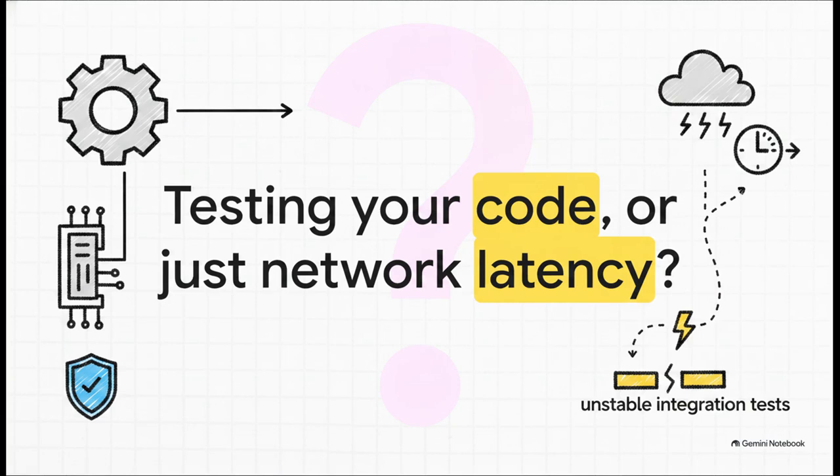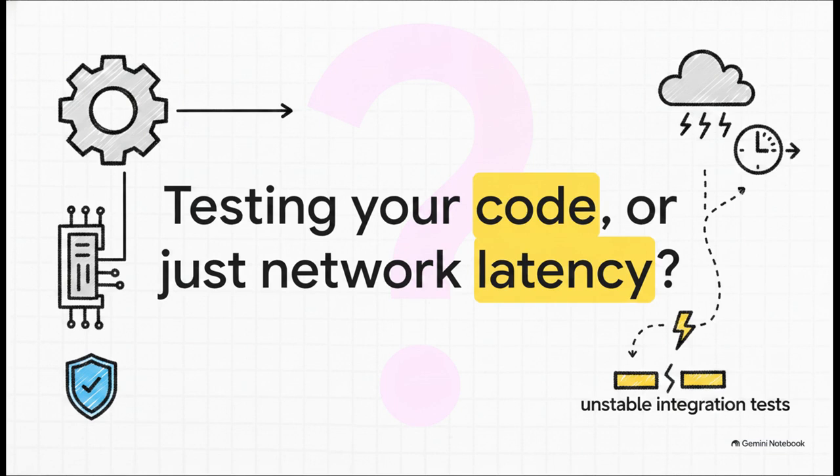I want you to really think about this for a second. Are your tests actually testing your code, or are they just testing your network latency? It's a tough question, right? Because external dependencies, things like remote databases, third-party APIs, even your local file system, they introduce a massive amount of unpredictability. When you bake those into your unit tests, you're not really writing unit tests anymore. You're writing unstable, slow integration tests.